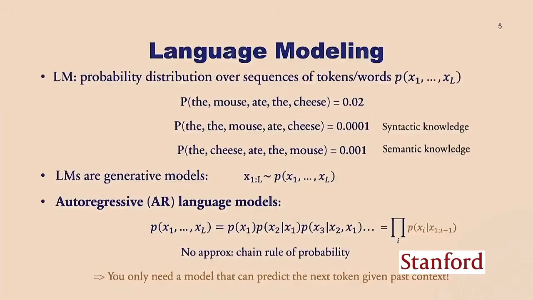Slightly more concisely, you can write it as a product of p's of the next word given everything which happened in the past, so of the context. This is what we call autoregressive language models. Again, this is really not the only way of modeling distribution. This is just one way. It has some benefits and some downsides.